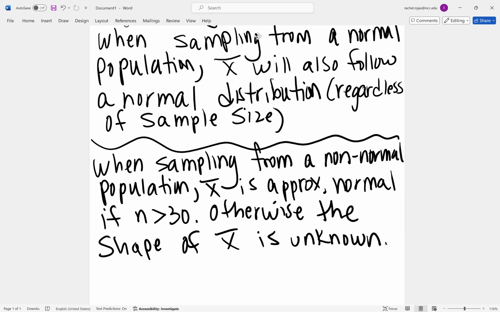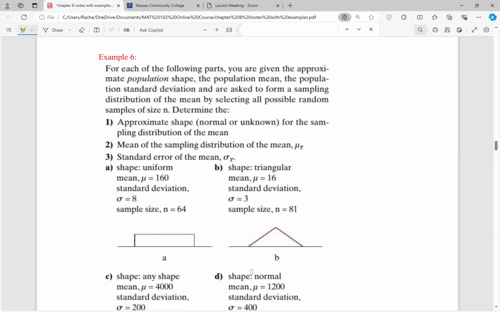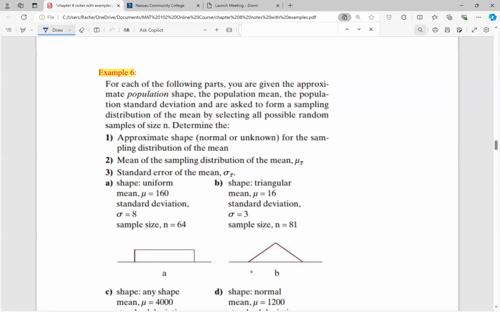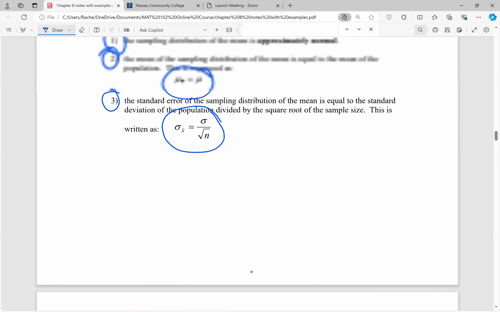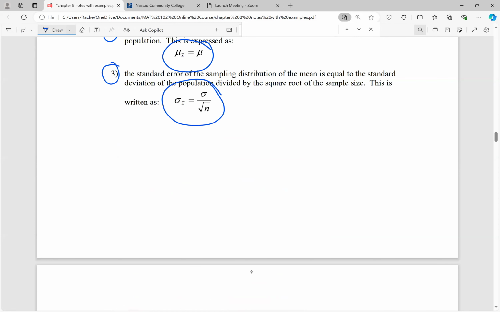So let's go do a couple of examples to illustrate this. We'll kind of put these into action. So let's look at number 6. We're up to example 6 from the chapter 8 worksheet. The last thing that we covered were these two theorems.